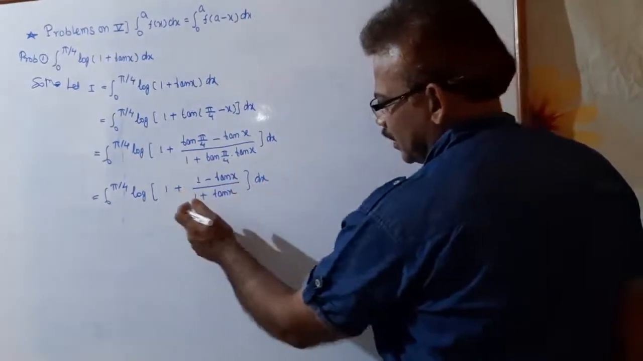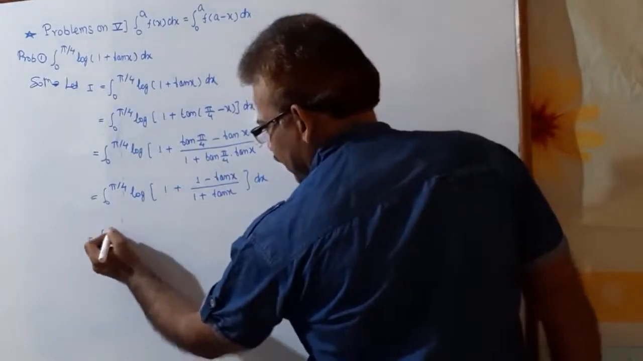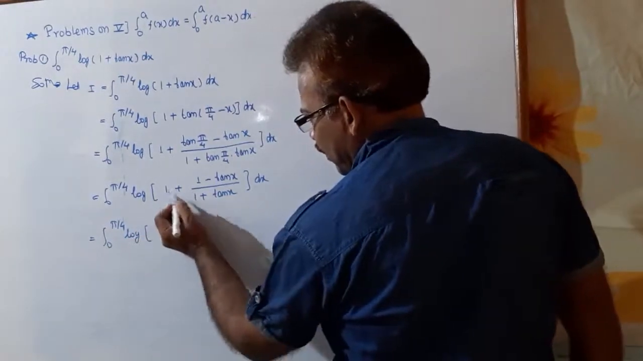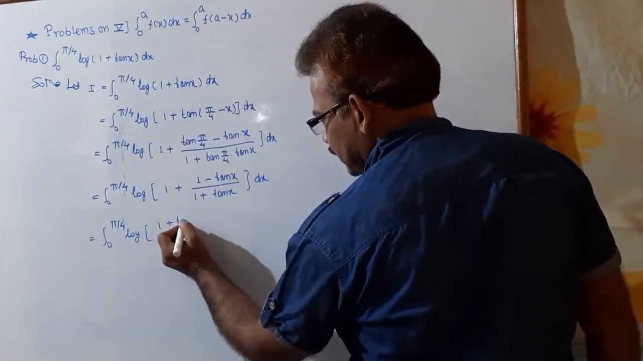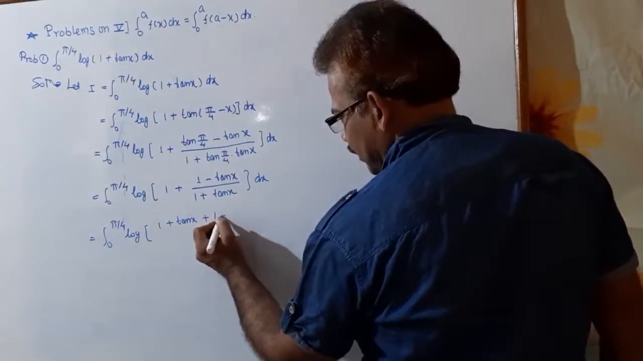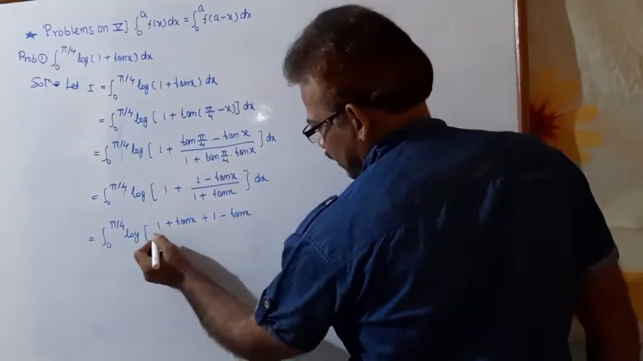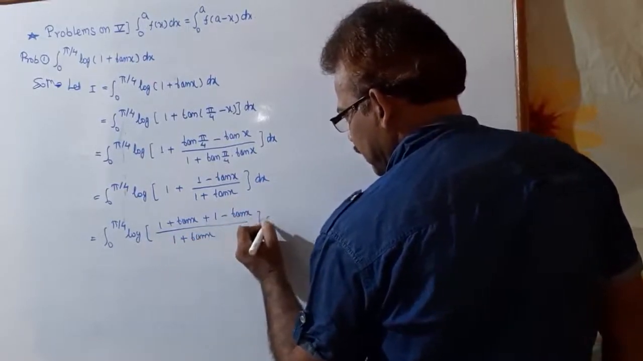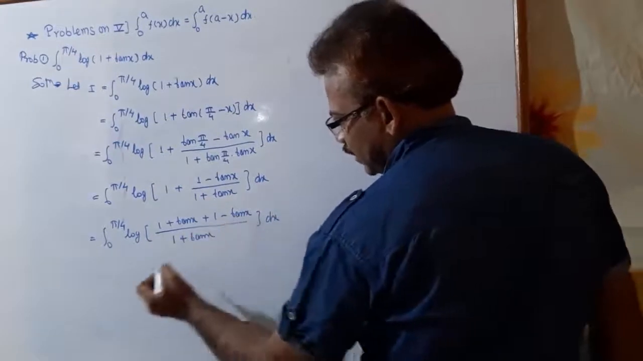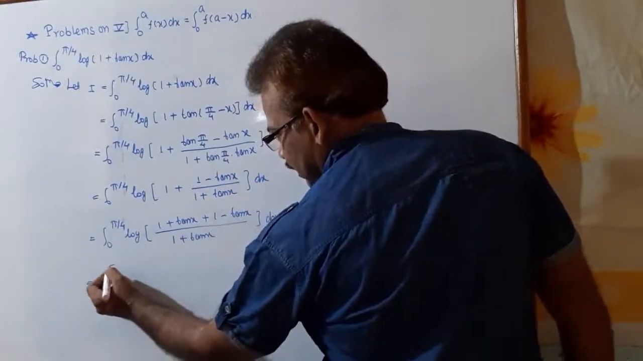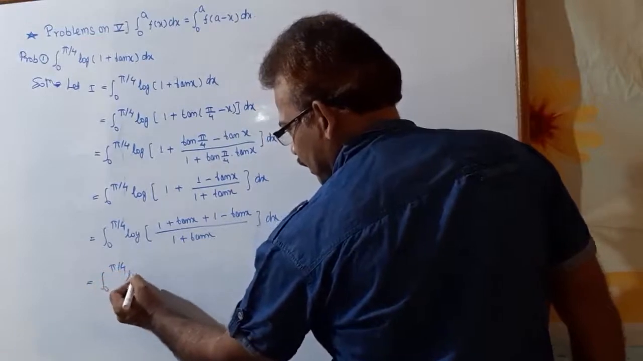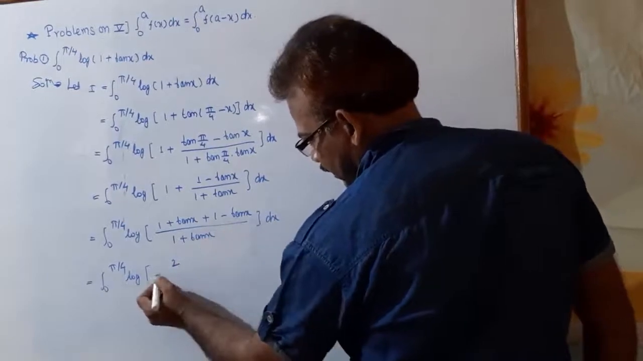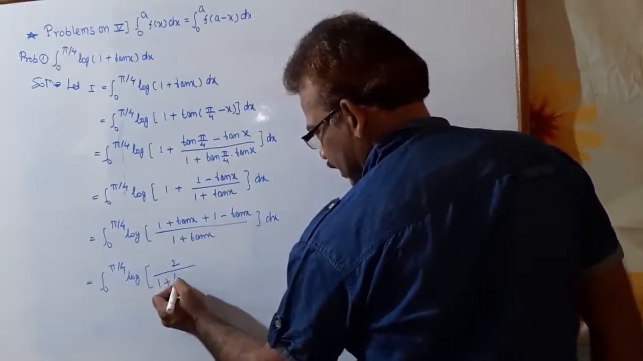Then take cross multiplication in bracket, so it is equal to integration from 0 to pi by 4 log in bracket 1 into (1 plus tan x), that is 1 plus tan x, plus 1 minus tan x as it is, and the denominator is 1 plus tan x dx. So here tan x minus tan x cancel and we get integration from 0 to pi by 4 log in bracket 1 plus 1 is 2, and tan x minus tan x cancel, divided by 1 plus tan x dx.